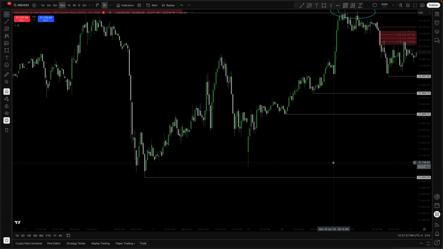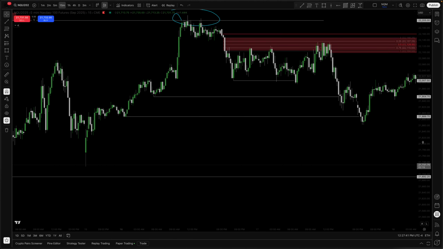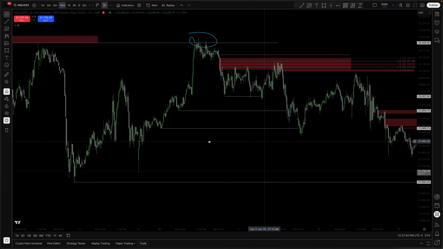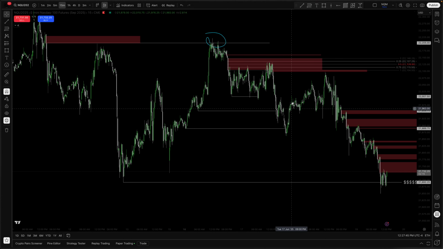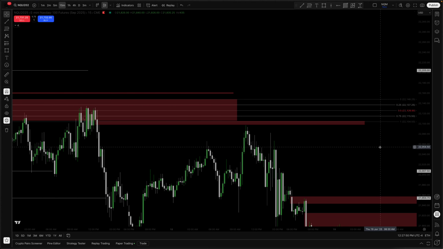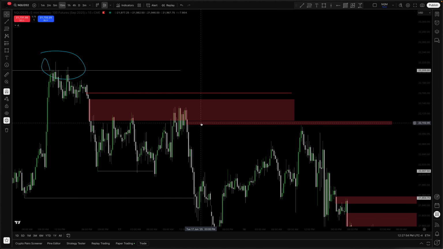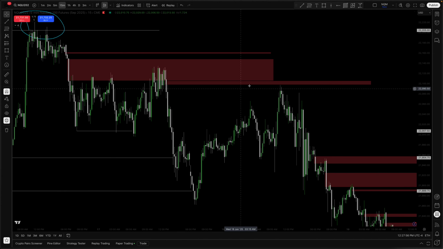That didn't happen because this was rollover week right around here, 13 to 15 June. You have to be a little careful around that time. But like I said, it goes down, takes liquidity, almost back to this fair value gap, almost touches this. So liquidity is everywhere, right?